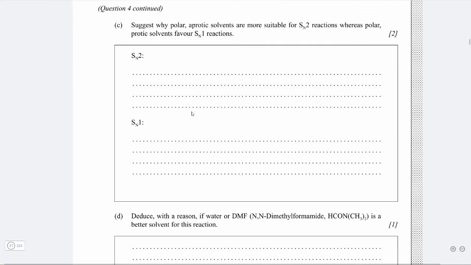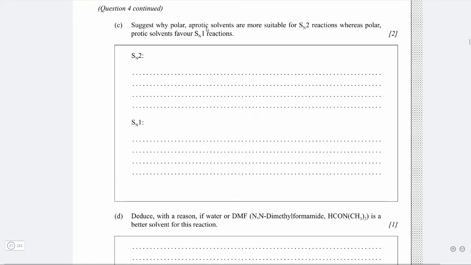Next question. Suggest why polar aprotic solvents are more suitable for SN2 reactions, whereas polar protic solvents favor SN1. Okay, so for SN2 you need a nucleophile, and the nucleophiles are stabilized by hydrogen bonding, for example, in polar solvents. Hydrogen bonding stabilizes the nucleophile, which makes it a worse nucleophile, which decreases the rate of reaction for SN2, which means that you would rather use aprotic solvents.